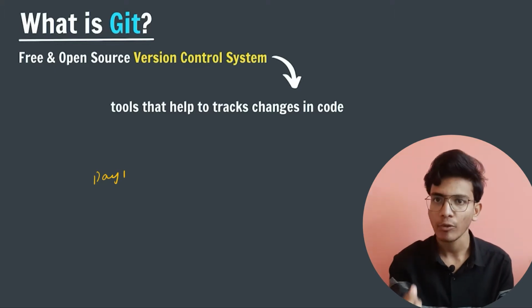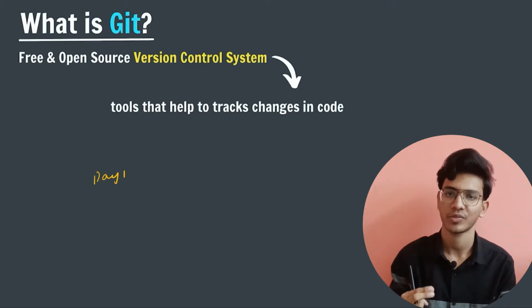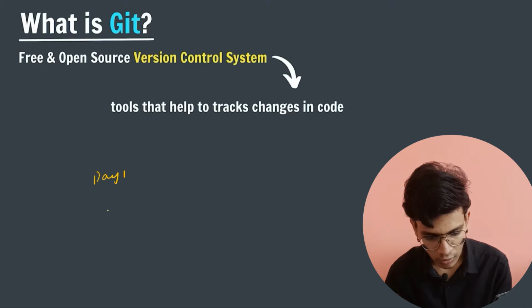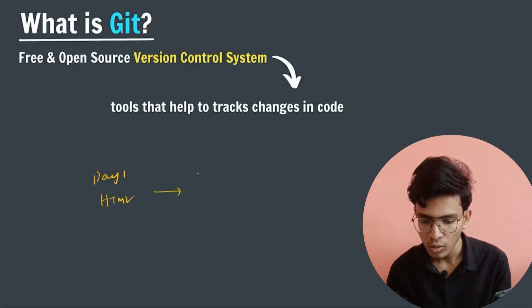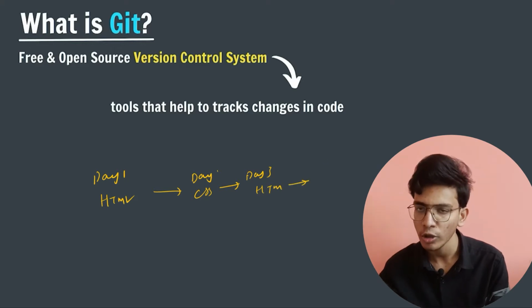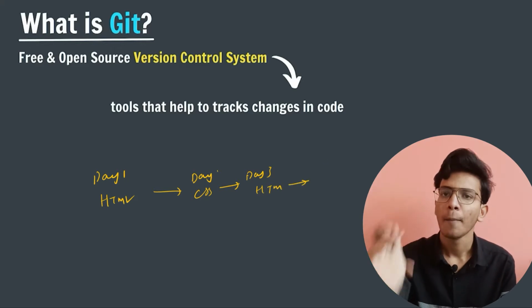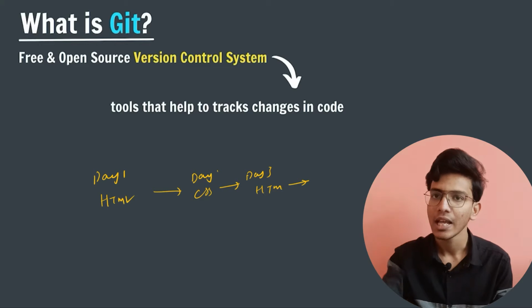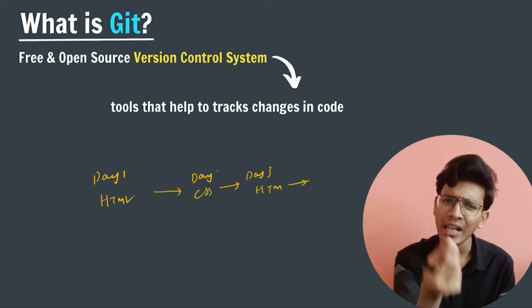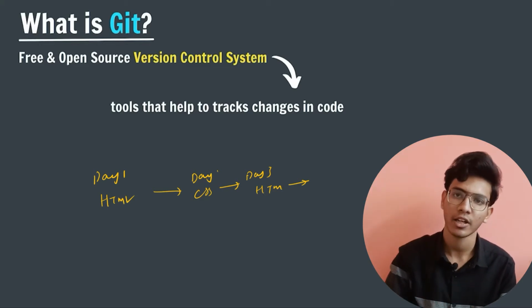Now on day one I have created the overall HTML of the website. Here on day one I have initialized, or you can say created, the HTML website. Now on day two I have added CSS. On day 3 I have added some more HTML and something like this. My flow is going on. Now I want my code to be tracked on each and every day. Okay, on day 1 I did this, on day 2 I did this, on day 3 I did this. So I want to track every teeny tiny change in my code, right?